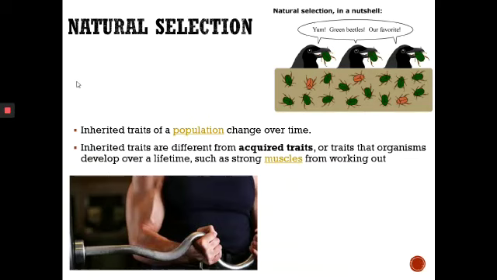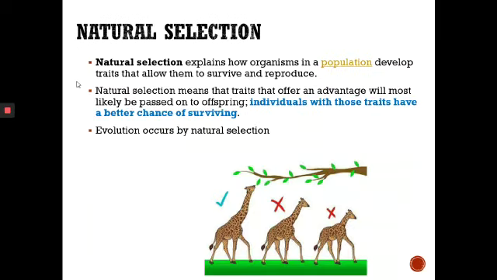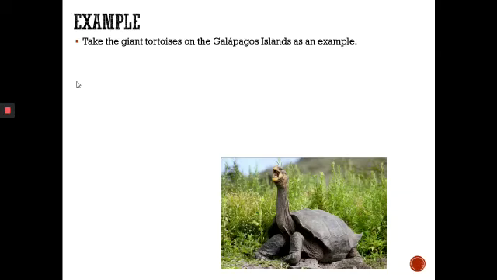Now, natural selection explains how organisms in a population develop traits that allow them to survive and reproduce. Natural selection means that traits that offer an advantage will most likely be passed on to the offspring. So individuals with those traits have a better chance of surviving, and all evolution takes place by natural selection. Now let's take an example.